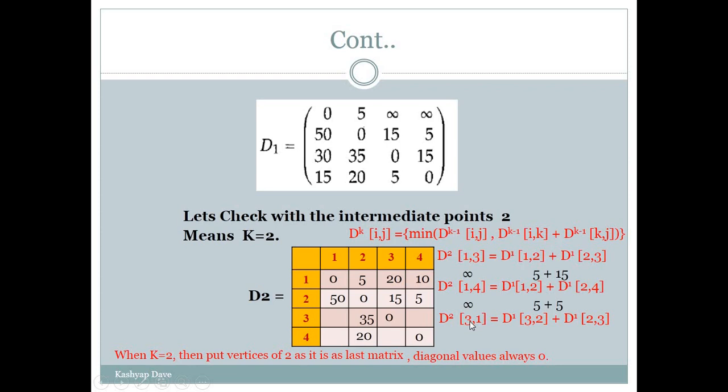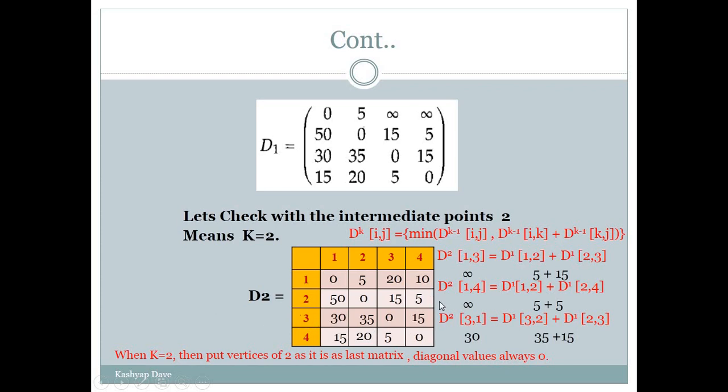Let's calculate for 3 to 1, the distance from 3 to 1. So the previous distance from 3 to 1 is 30, and next with the intermediate node 2, the distance from 3 to 2 is 35, plus the distance from 2 to 1, which is 15. So in that case that will be 50. So our previous distance 30 is the minimum, so we will put our 30.